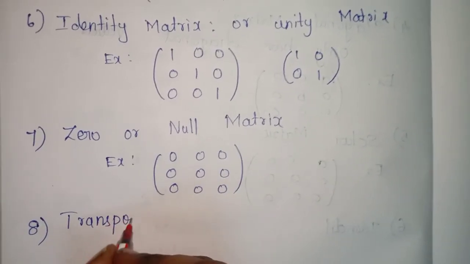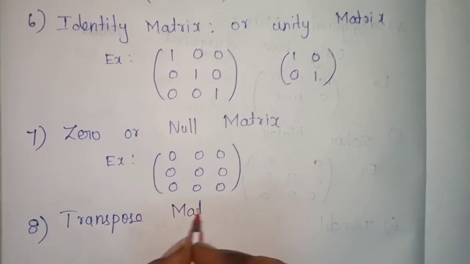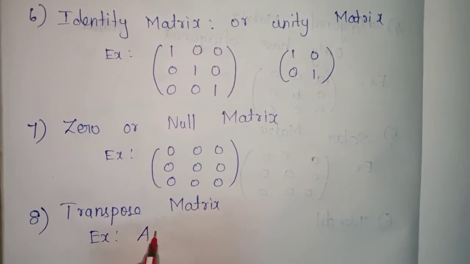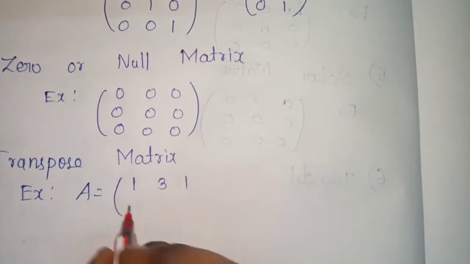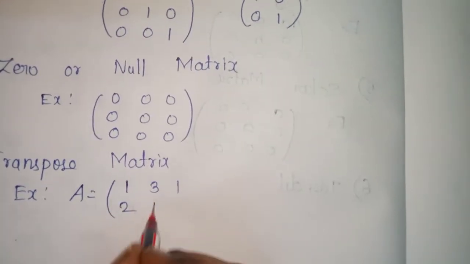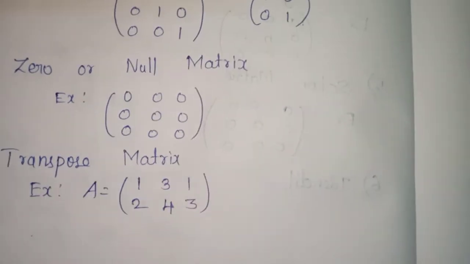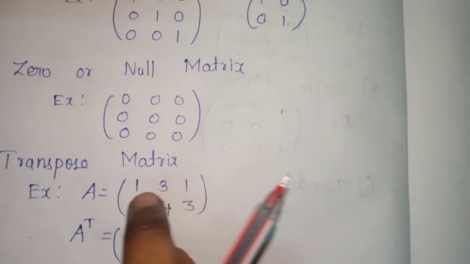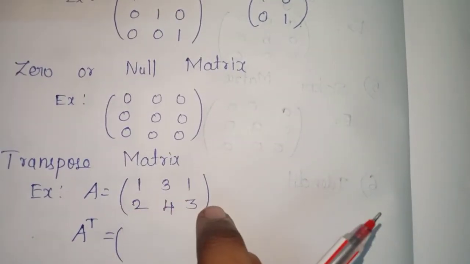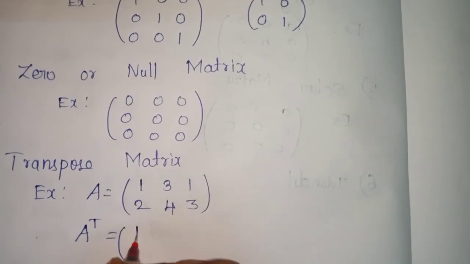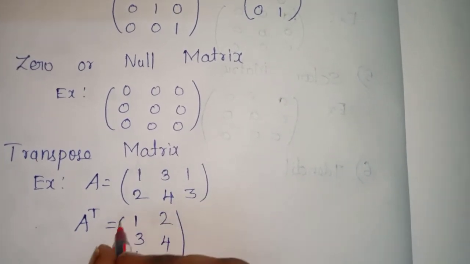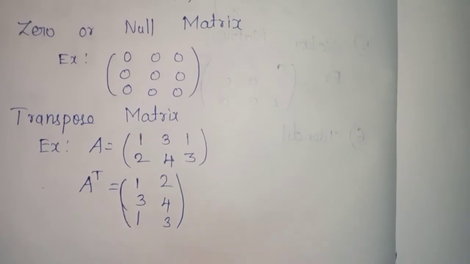Next, the transpose matrix. Transpose matrix means the rows are changed to columns and the columns are changed to rows, and it is indicated as A transpose. Consider the matrix A with values 1 3 1 2 4 3. Then the A transpose matrix is where the row is entered as a column and the column is entered as a row. 1 3 1 is a row, entered as a column, 1 3 1 2 4 3. It is called the A transpose matrix.